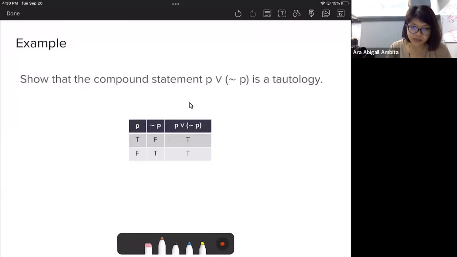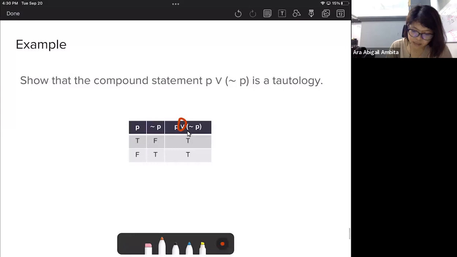Okay, so P could either be false or true. Taking the negation of P, the negation of a P which has a value of true will be false, and if P is false, then not P is true. Now, taking the disjunction of P or not P, it will only be false if both of the statements are false. So if there is at least one true, then this will evaluate to true.